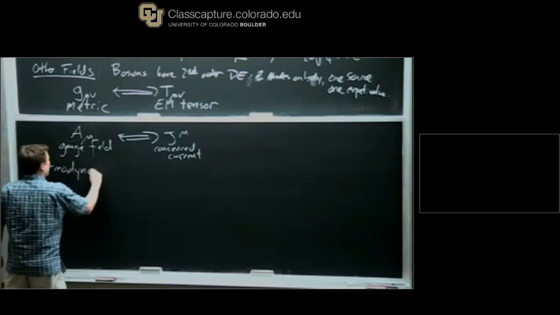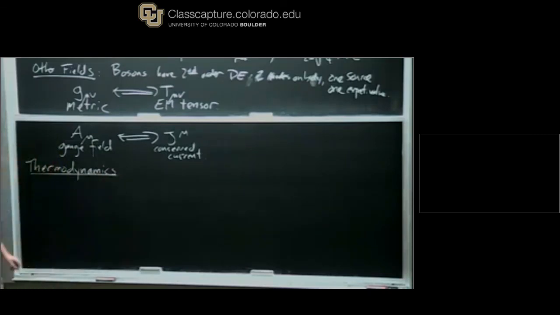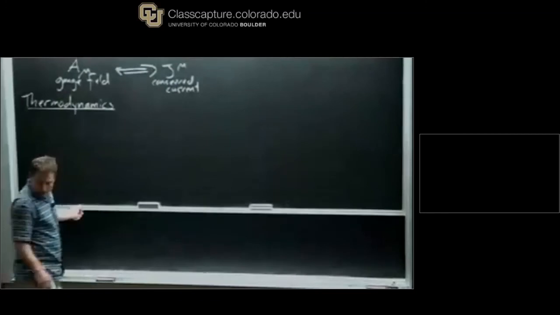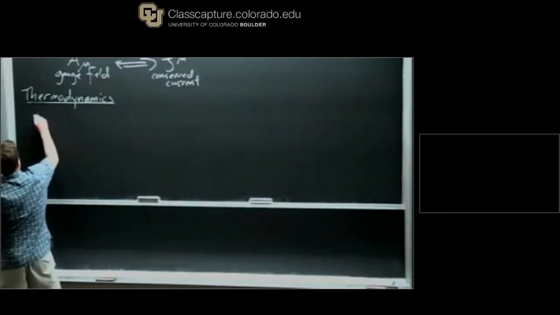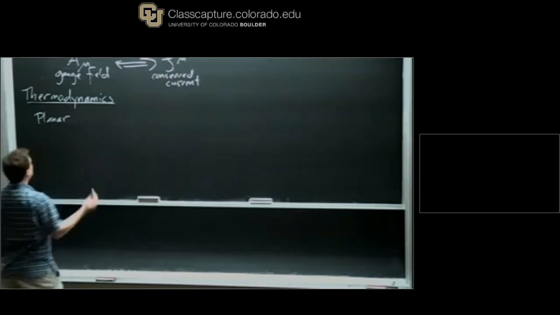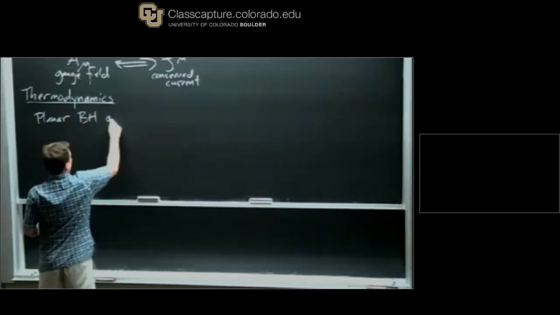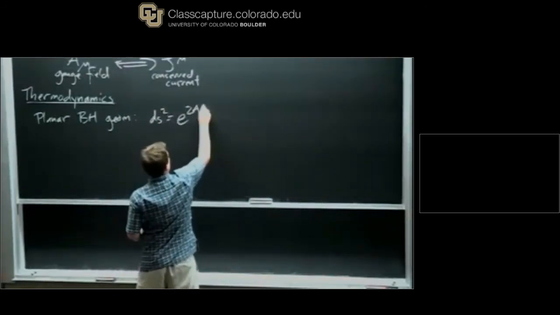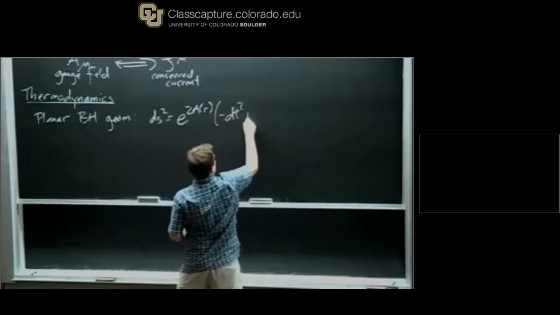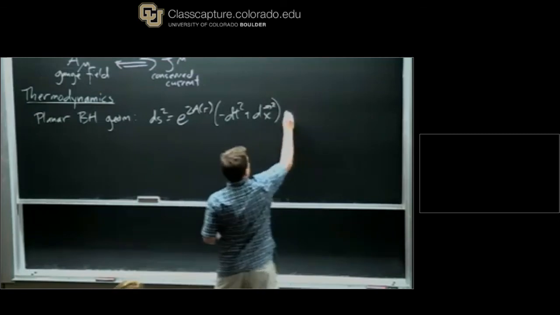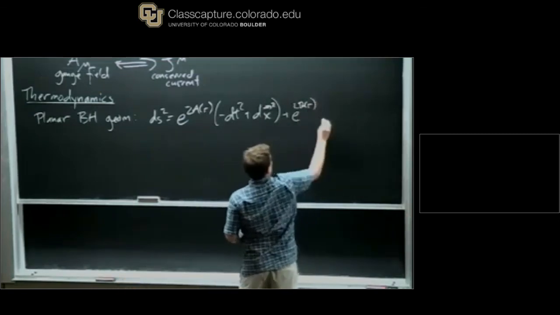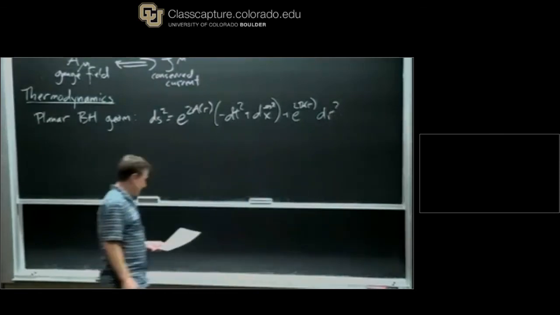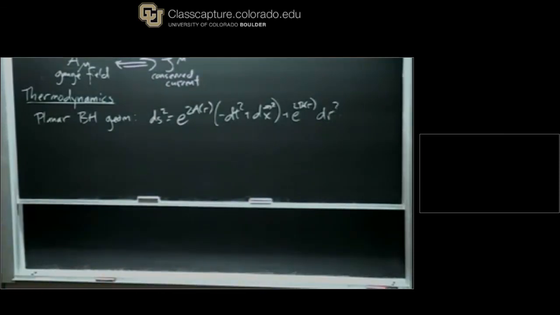And for the applications I have in mind, the metric and a gauge field will be the fields that I need to realize this. So let's imagine that we have a planar geometry, a planar horizon for a black hole. I'll write some general form for the metric. There's some function of the radial coordinate times the Minkowski metric, and then some other function of the radial coordinate times the radial coordinate itself. You can play with reparameterizations of r and change that, but let's just leave that general.